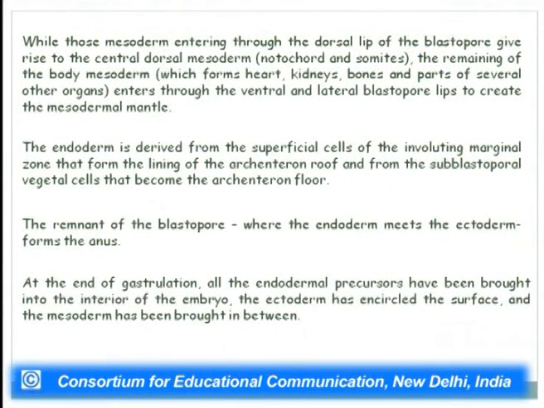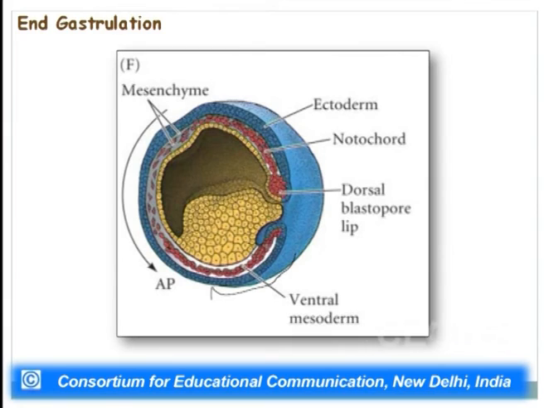So, at the end of the gastrulation, all the endodermal precursors have been brought into the interior of the embryo, the ectoderm has encircled the surface, and the mesoderm has been brought in between. So, this is how the end of gastrulation looks. The blue portion you can see is the animal pole, where it has come by epiboly. Animal hemisphere cells have now surrounded, these are the ectodermal cells which have been surrounded.